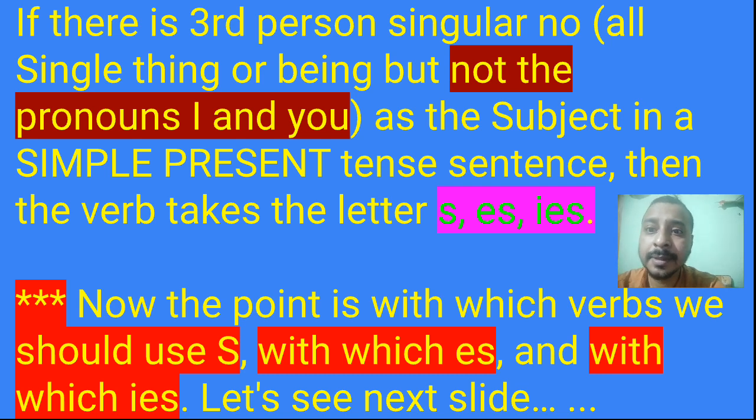Now the point is, with which verbs should we use S, with which ES, with which IES? So where to use S, ES and IES? Because with one verb you cannot use all of these. For example, go. With go you cannot add S, ES and IES all. It will look very awkward if you use it like that. Yes or no? So next, let's find out those verbs which will take S, ES or IES differently.